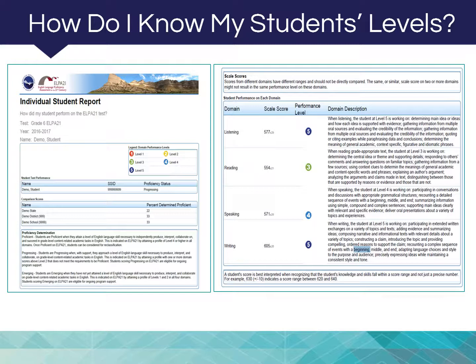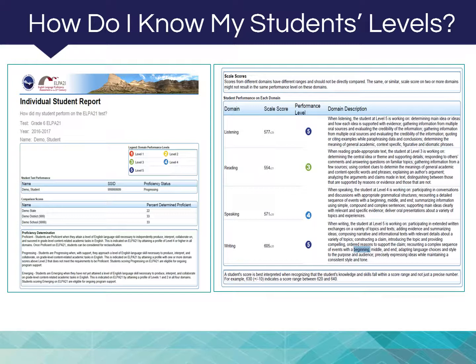In the sample on the screen and in the viewing guide, this 6th grade student has scored a 5 in listening, a 3 in reading, a 4 in speaking, and a 5 in writing. This student would be considered nearly proficient. The student has high scores in listening, speaking, and writing, but scored a 3 in reading, and therefore would not be determined proficient. However, since the student is very close to being proficient, we would consider this student nearly proficient.